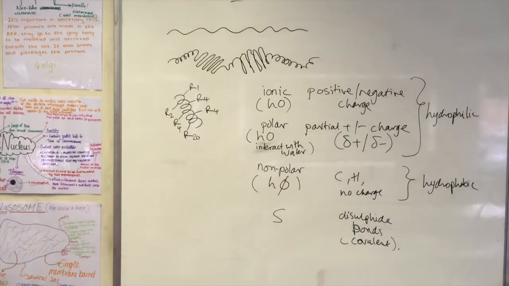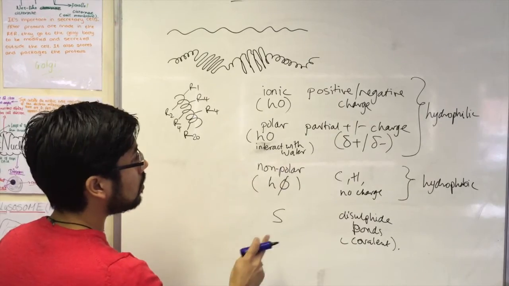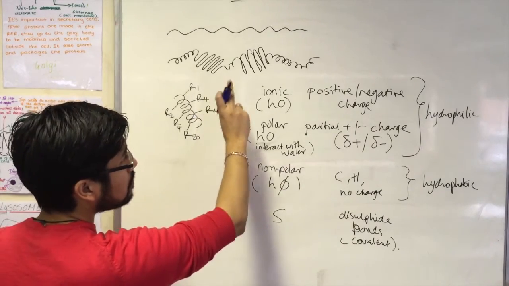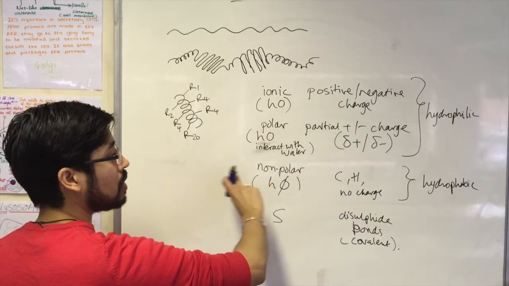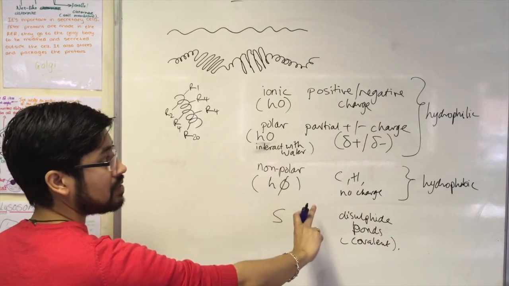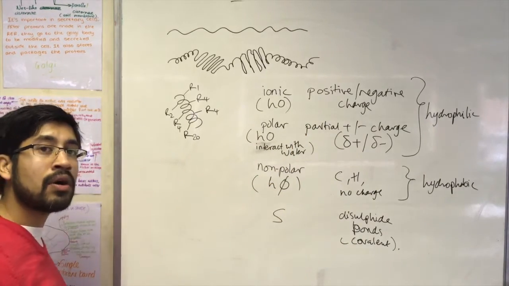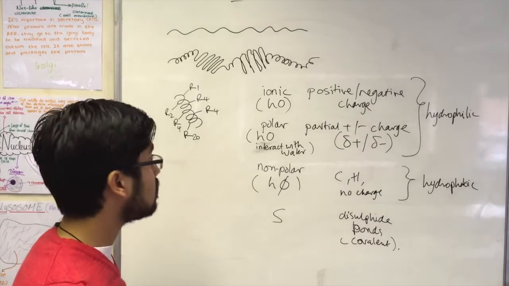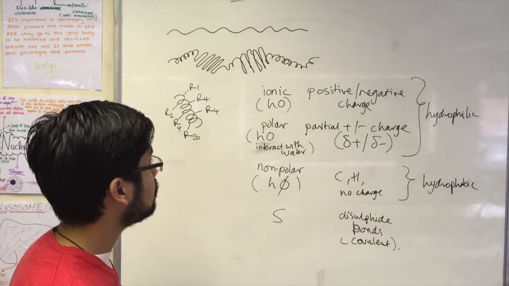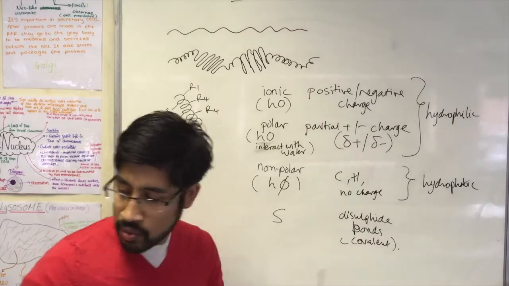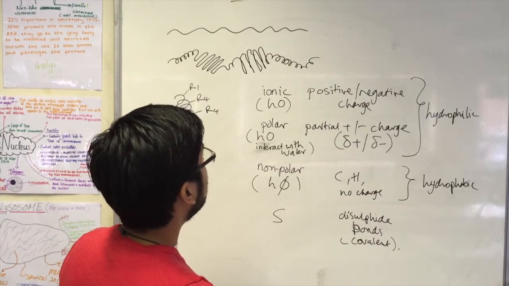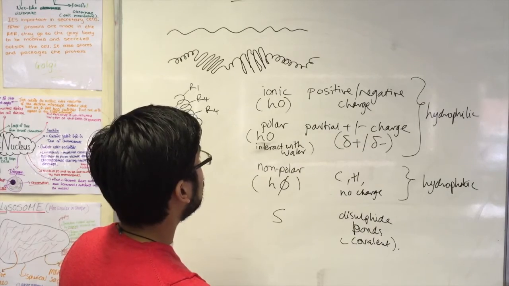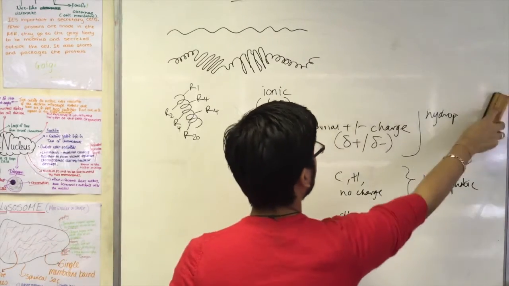Okay, so remember, you've got 20 different R groups, and the R group might be ionic, the R group might be polar, the R group might be hydrophobic, and it might contain sulfur. Depending on that, it can take part in different interactions. Okay? Now let's see what those are.